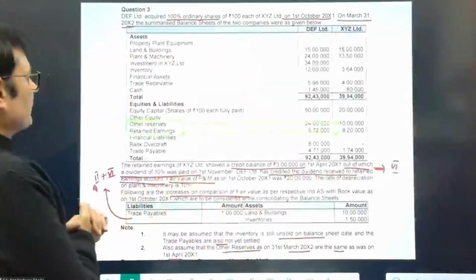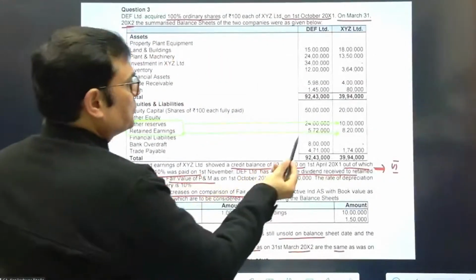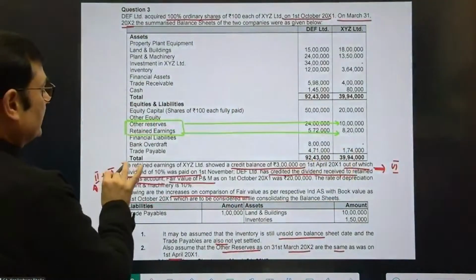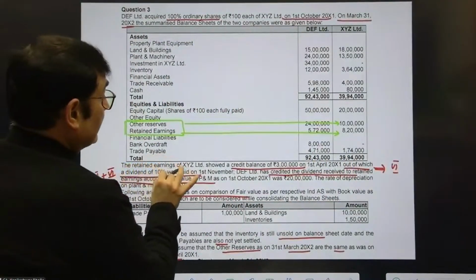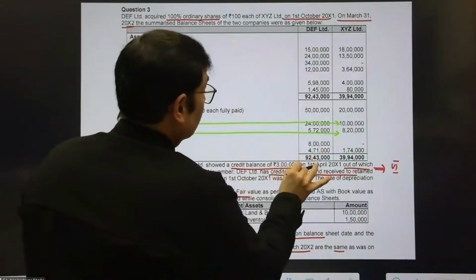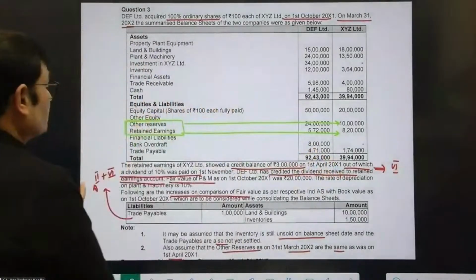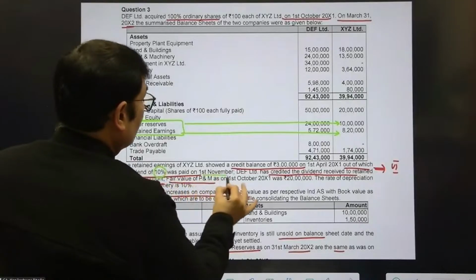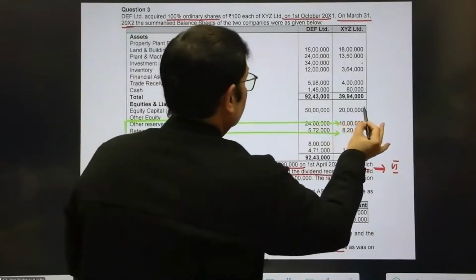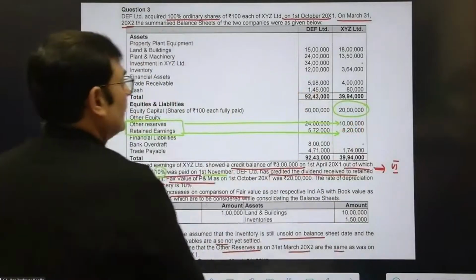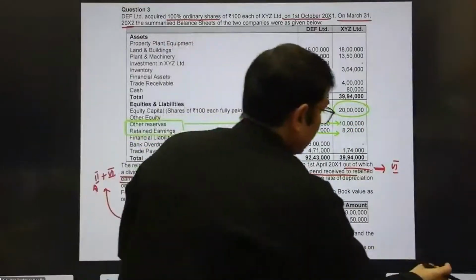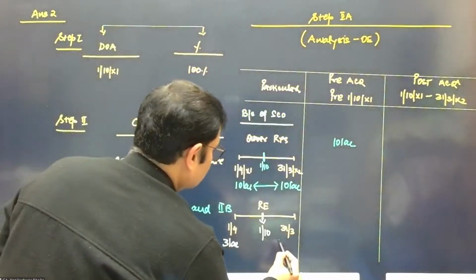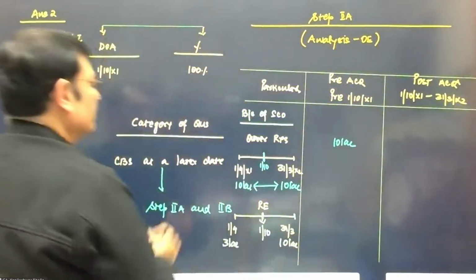Now, if you look at the retained earnings in the balance sheet, it is appearing at 8,20,000, and we are given in the additional information that the retained earnings was 3 lakhs on April X1, but out of which a dividend of 10% is paid on 1st November. A 10% dividend on 20 lakhs comes to 2 lakh rupees. So the balance at the beginning was 3 lakh rupees, and the balance at the end is 8,20,000.